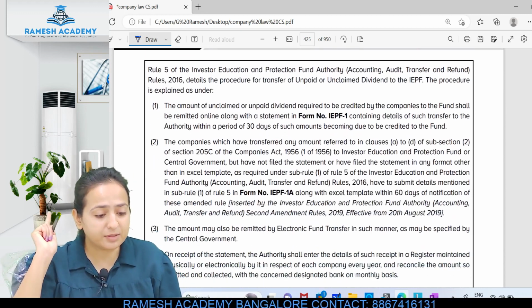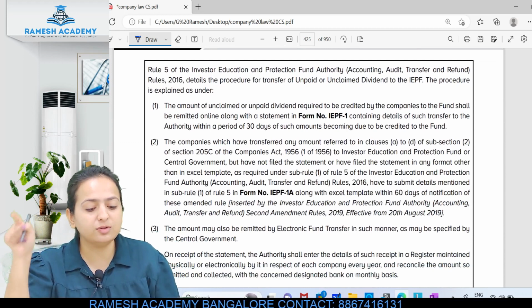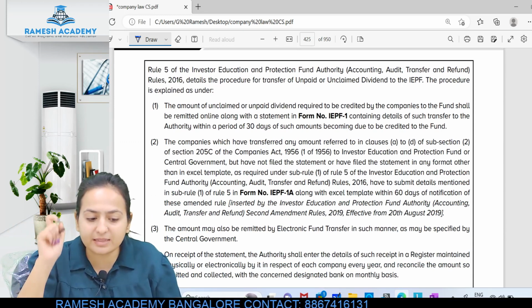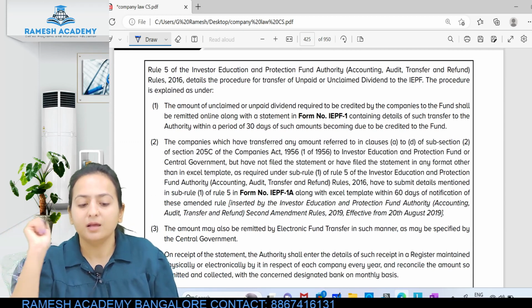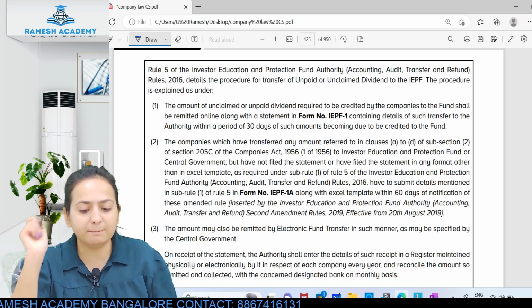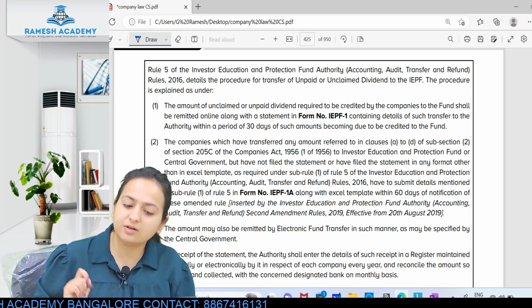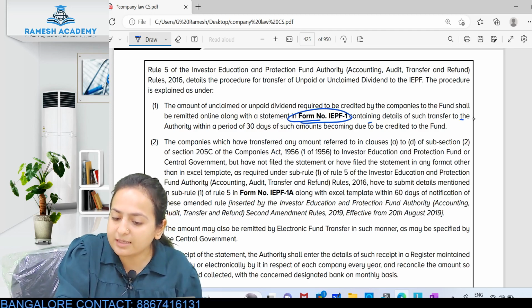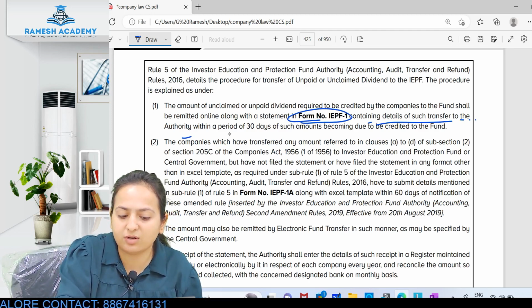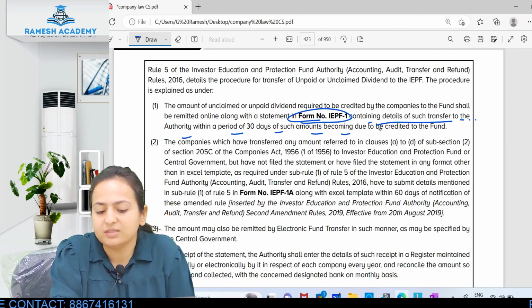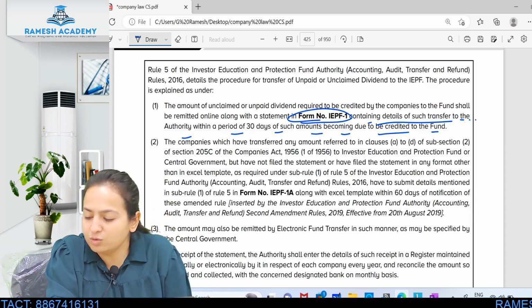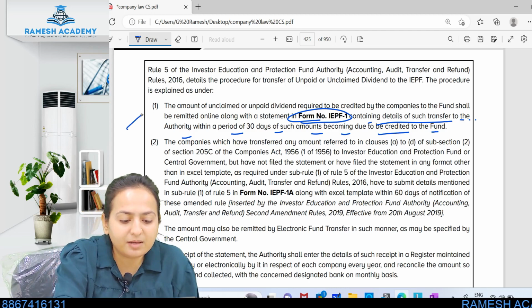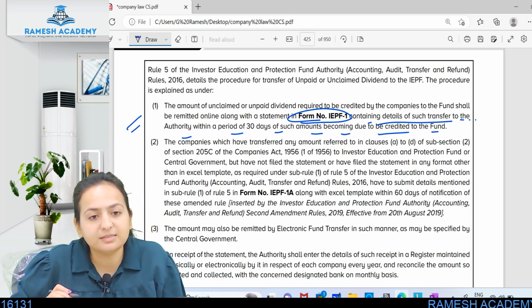So the procedure for transfer to the IEPF is: the amount of unclaimed or unpaid dividend required to be credited by the companies to the fund shall be remitted online with a statement called IEPF 1, containing the details of such transfer to the authority within the period of 30 years of such amounts becoming due to be credited. So IEPF 1 will be the statement.